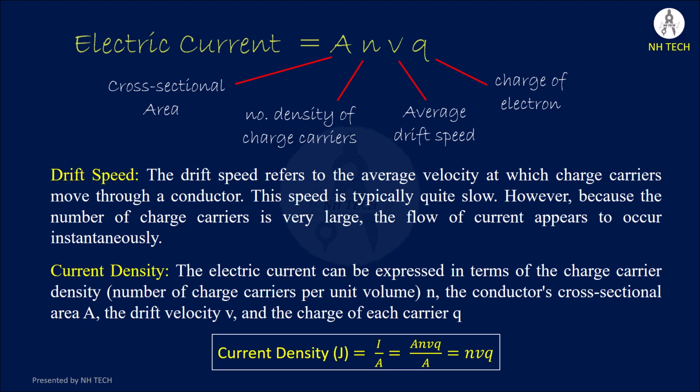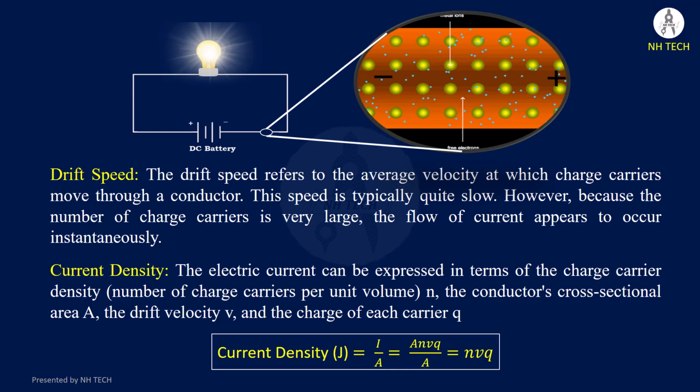Now, let's discuss two commonly used terminologies, drift speed and current density. When talking about drift speed, consider the movement of free electrons in metals. In metals, free electrons move like gas molecules. However, unlike gas molecules, their movement is very fast and random. Some move left, some right, some upward.